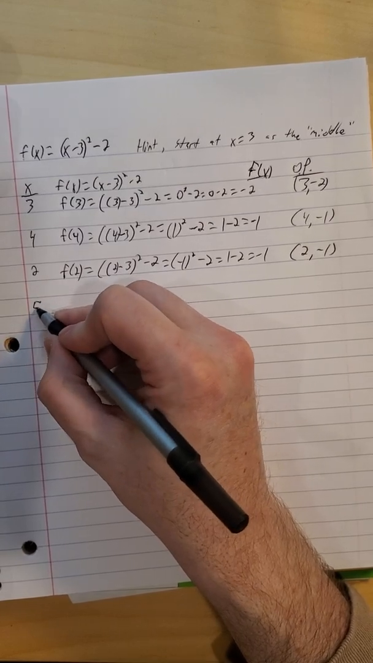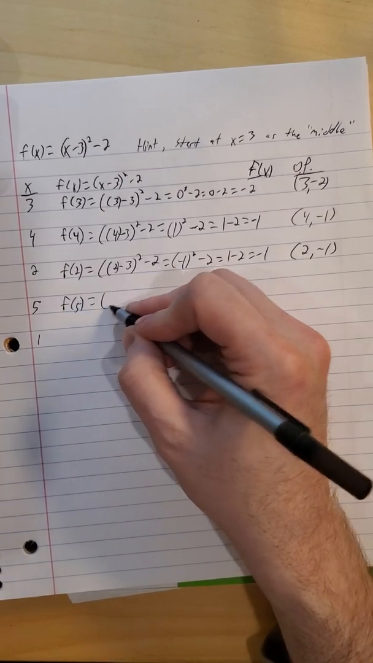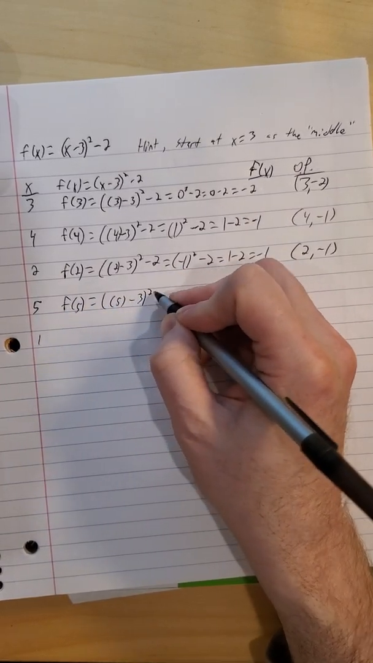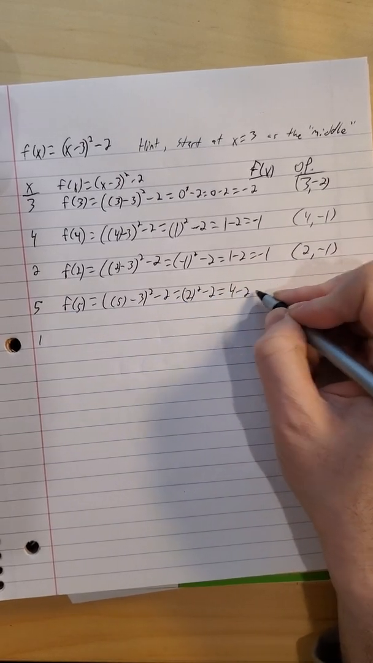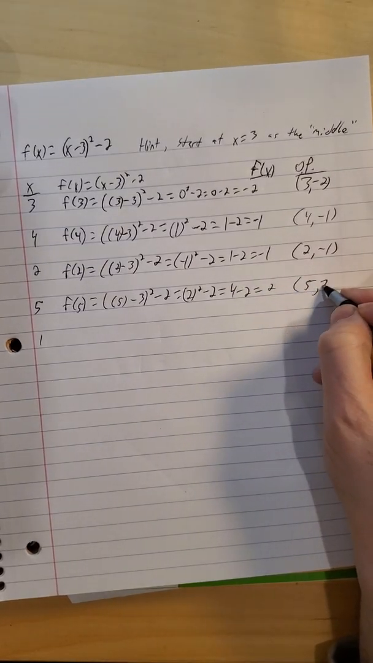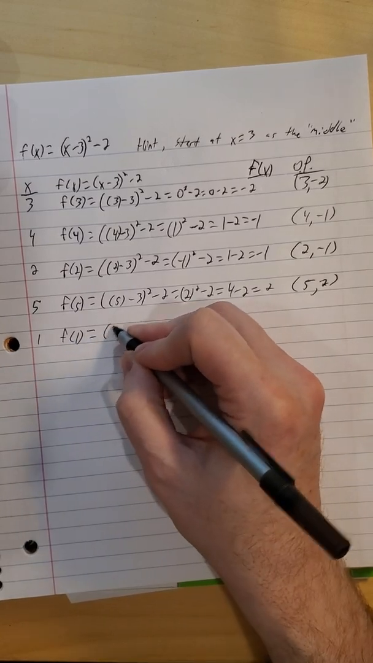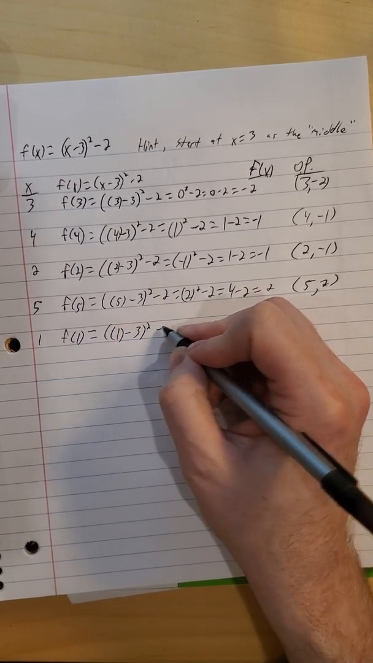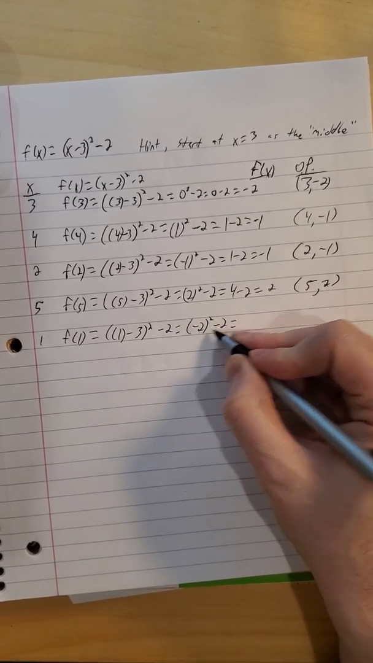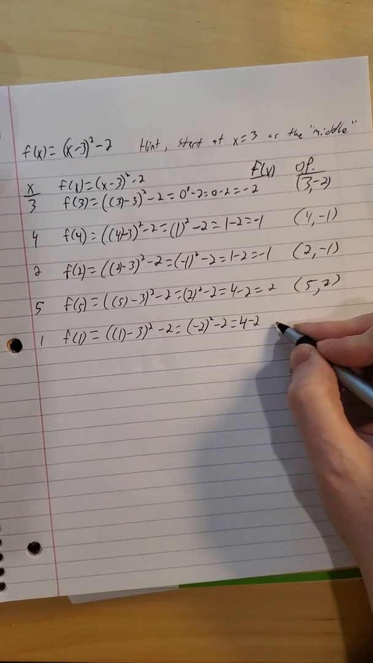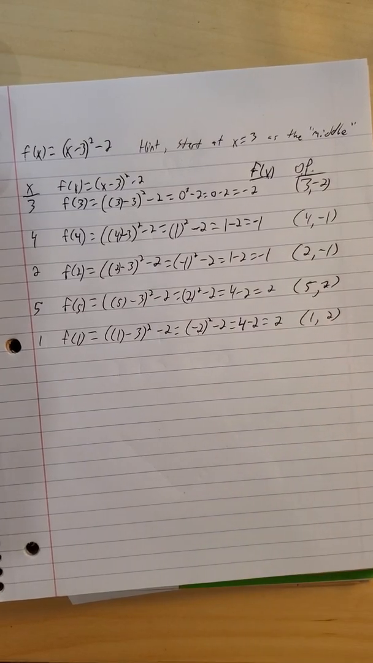Going 1 in either direction, we'll have a 5 and a 1 to test out next. f of 5, 5 minus 3 quantity squared minus 2, turns into 2 squared minus 2, 4 minus 2 is a +2, so 5, 2 should be on there. f of 1, 1 minus 3 quantity squared minus 2, negative 2 quantity squared minus 2. Negative 2 times negative 2 is positive 4. Minus 2 is the same, positive 2. So we have 1, 2 on this graph as well.